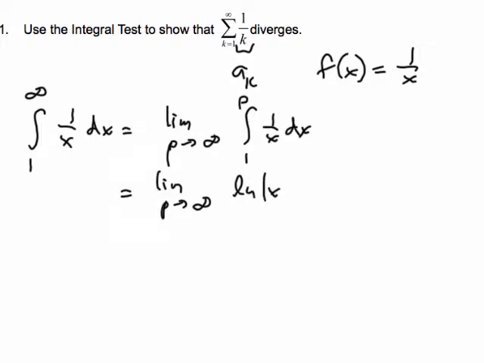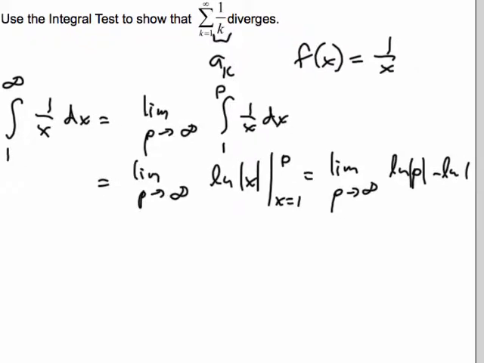So that's ln absolute x as x goes from 1 to p, limit, and as p goes to infinity, ln p goes to infinity, minus 1 is 0, so this is infinity, so it diverges.